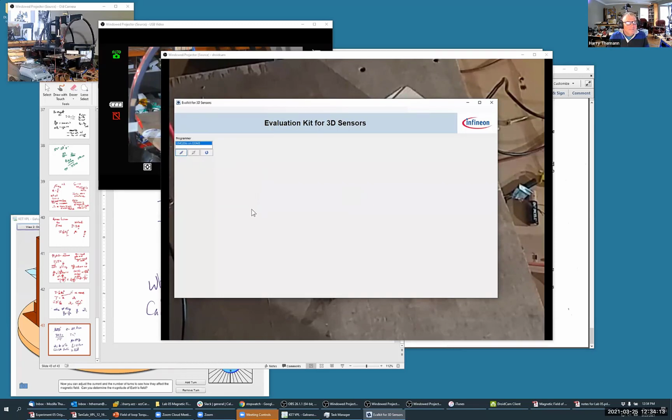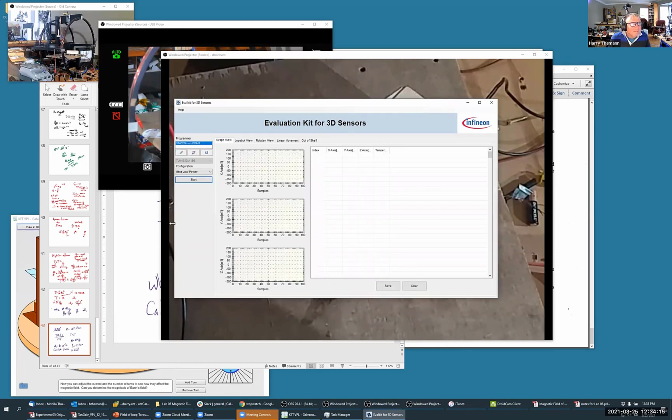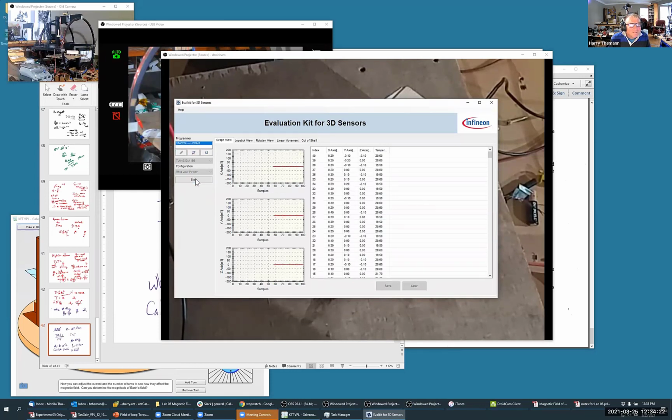Connect. There it is. And let's see what we get. So this is kind of lame. All I can do is have it give me this running table of numbers. And it seems like it's oscillating. And I can't find any explanation of what these are.